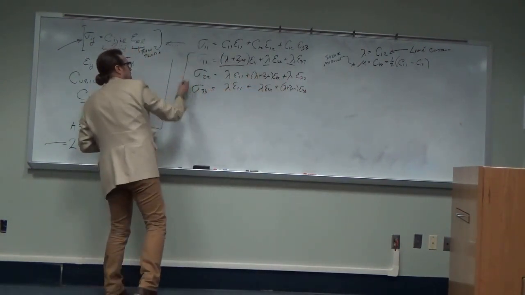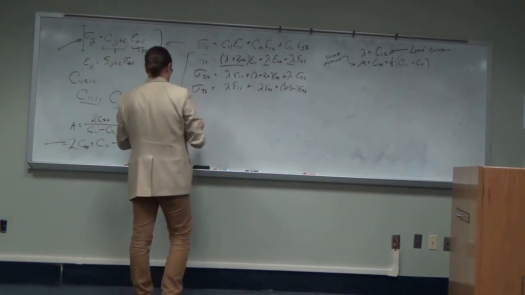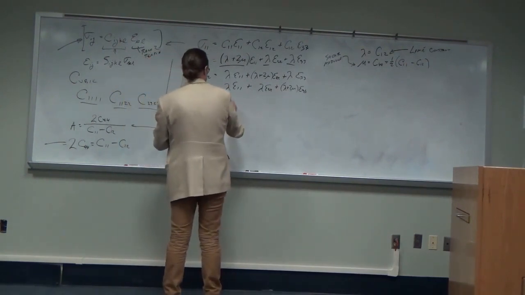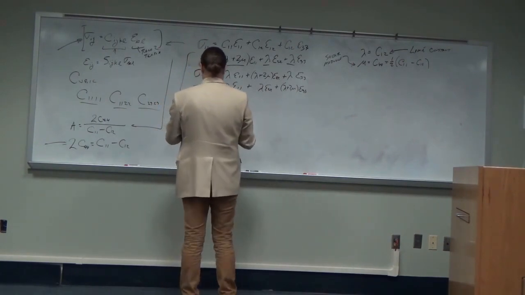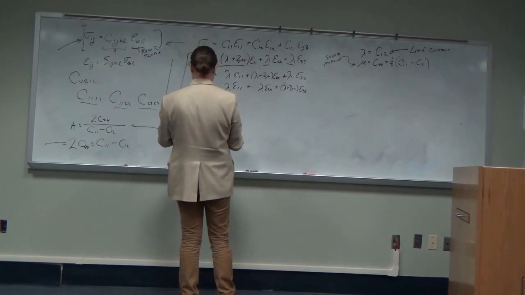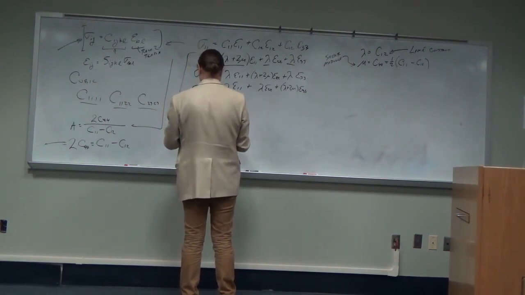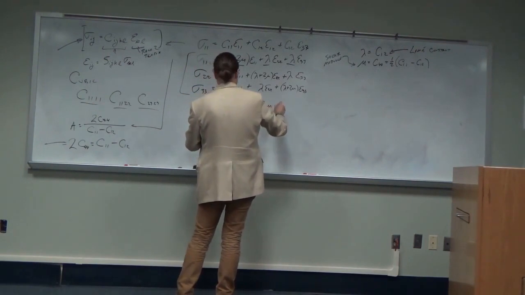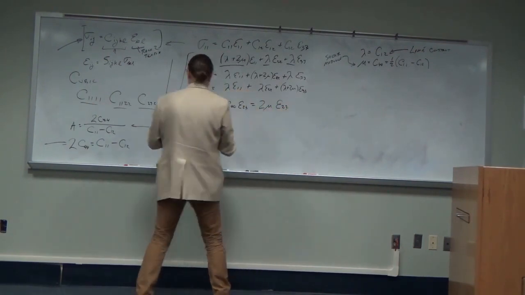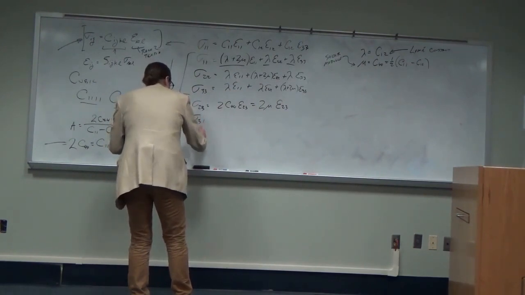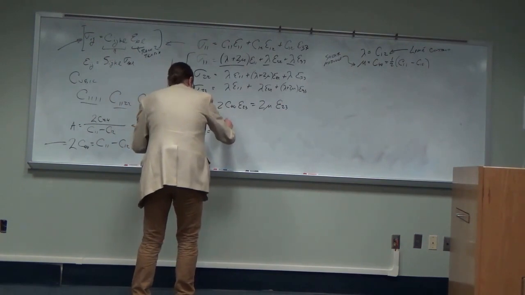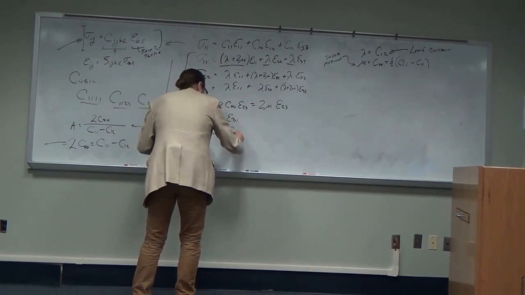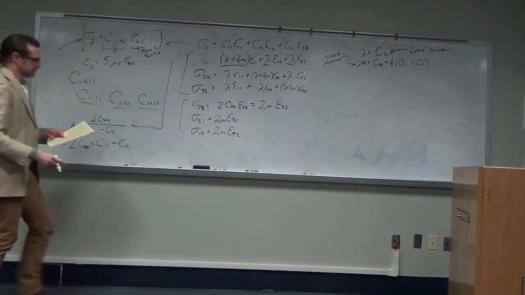So our on-diagonal terms and our off-diagonal terms. Sigma 2 3 is equal to 2 C 4 4 epsilon 2 3, which is equal to 2 mu epsilon 2 3, and so on for our off-diagonal terms.